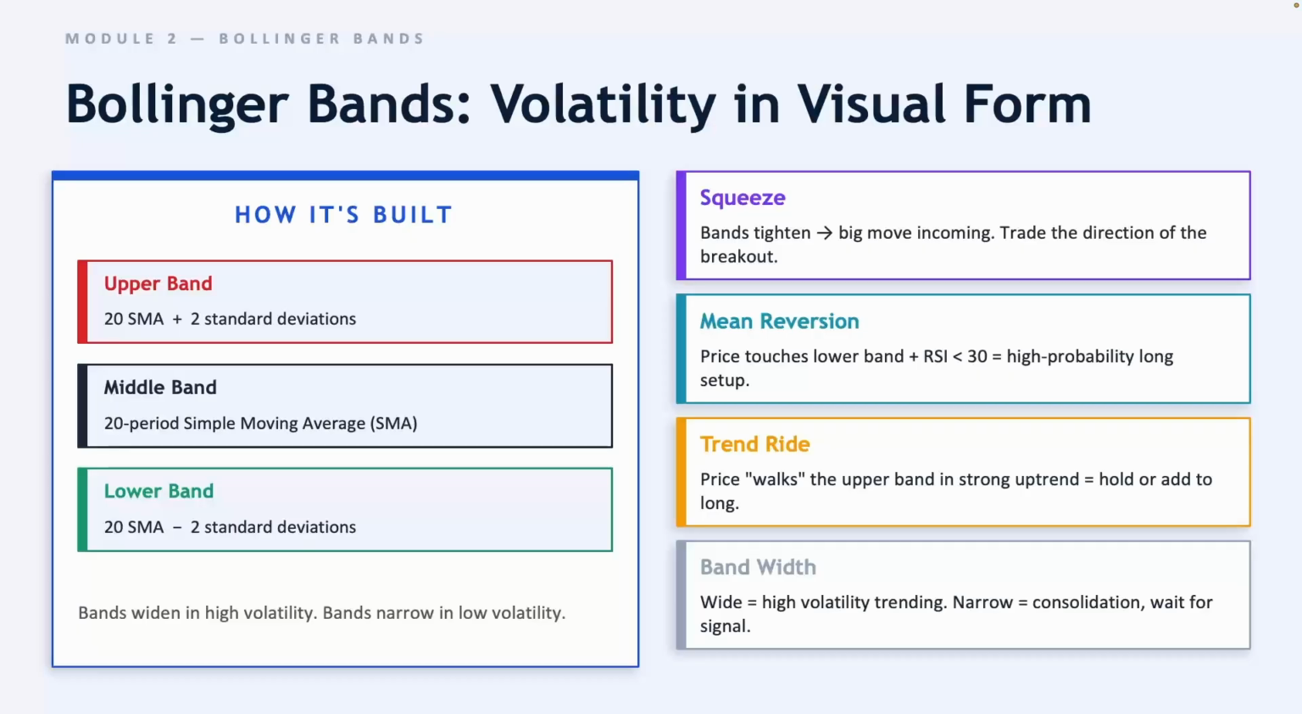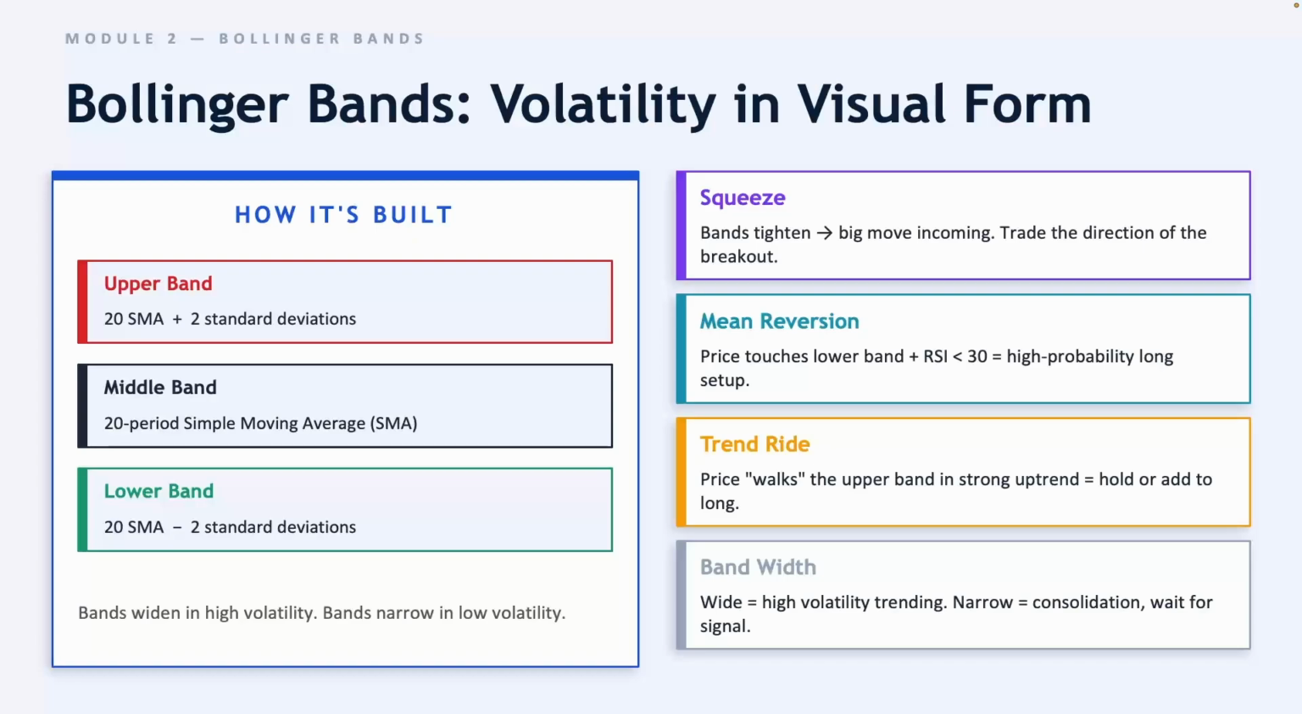The next we'll be speaking about is Bollinger Bands. Bollinger Bands wrap around price using a moving average and a standard deviation. The middle band is a 20 period SMA. The upper and lower bands are placed two standard deviations above and below that SMA. When price is volatile, the bands expand, and when it is quiet, they contract.